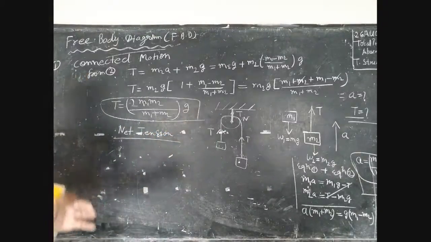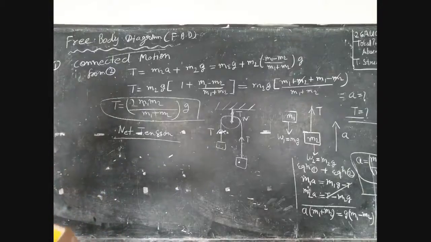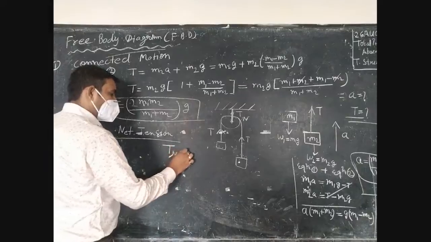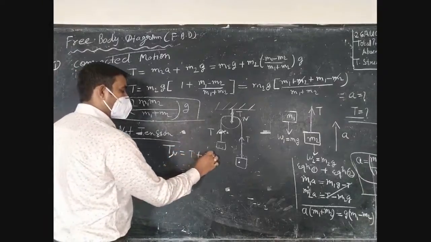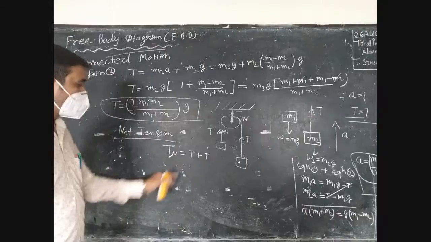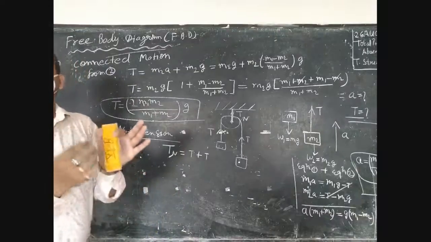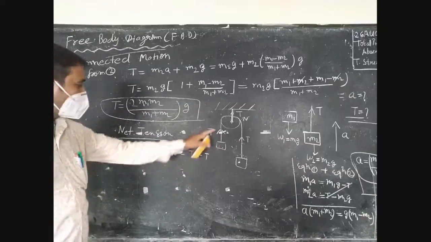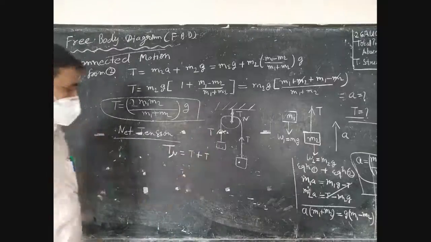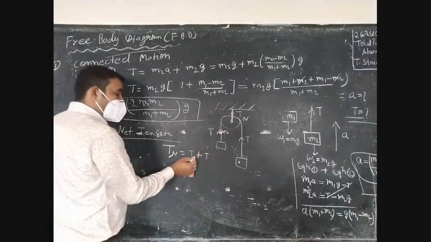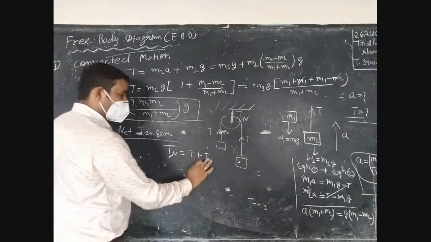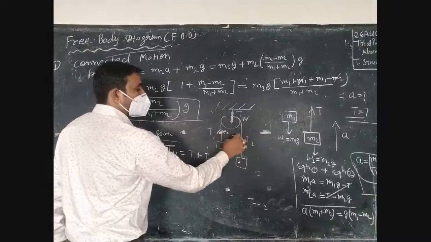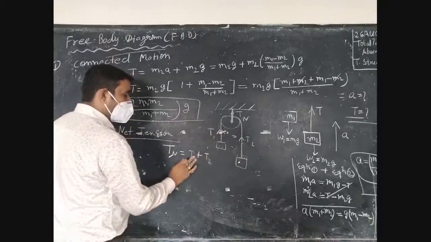It will not ask. If it is asked in the question, then you will use this. Tn is equal to T plus T. This will appear when there are more than two blocks attached with the string. Then you will solve it in this way. So that time the tensions are T1 and T2, and here T1 and T2 are equal to each other, so we use only T.